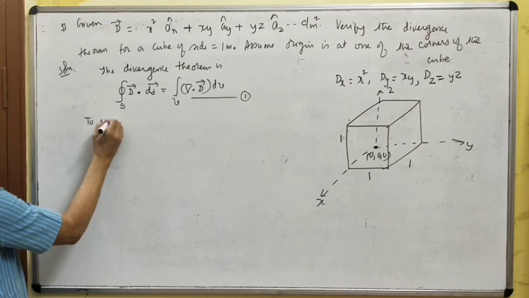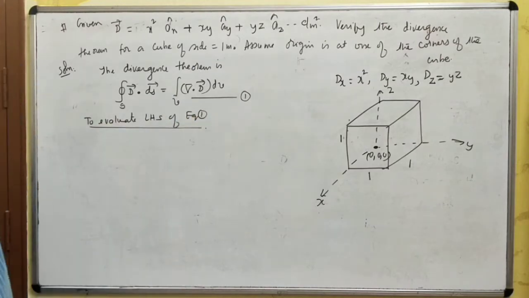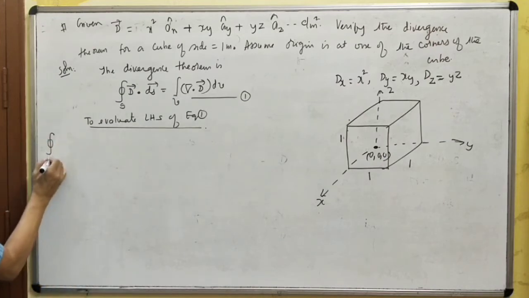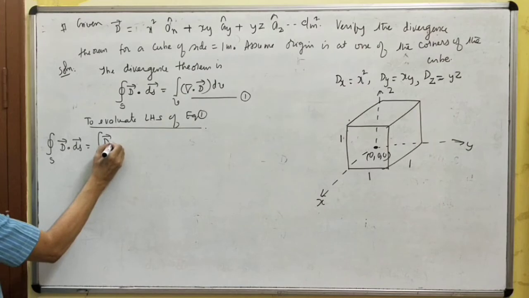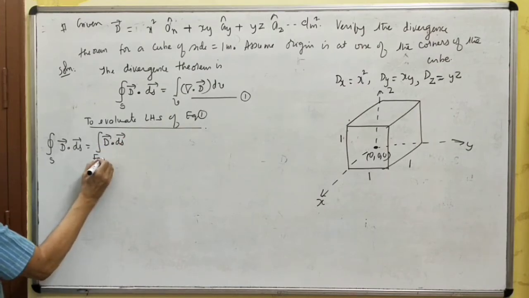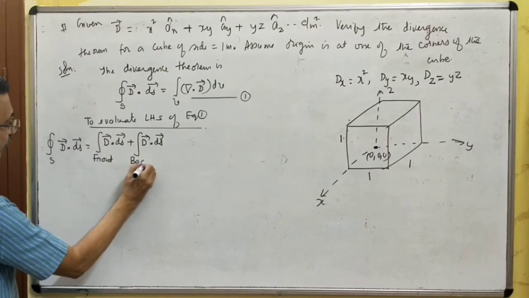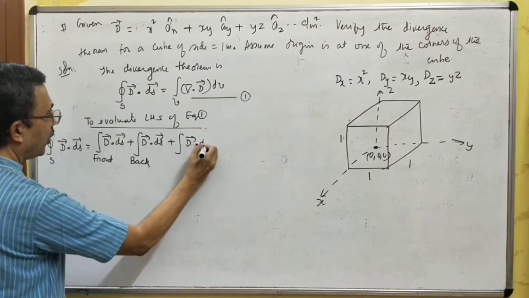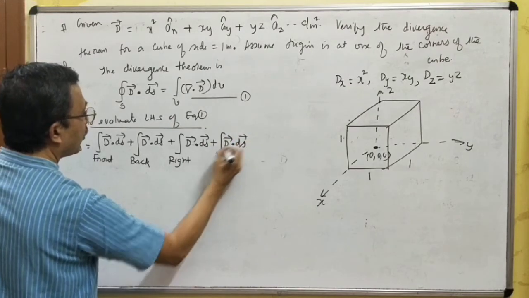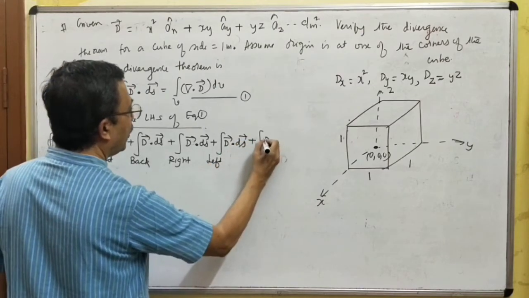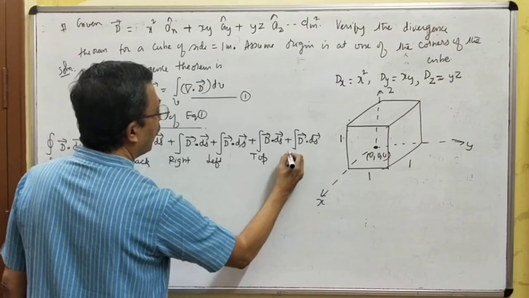First, evaluate LHS of equation 1. Closed surface integral of vector D dot dS comprises 6 open surface integrals: integral of vector D dot dS for front face, back face, right face, left face, top face, and bottom face.